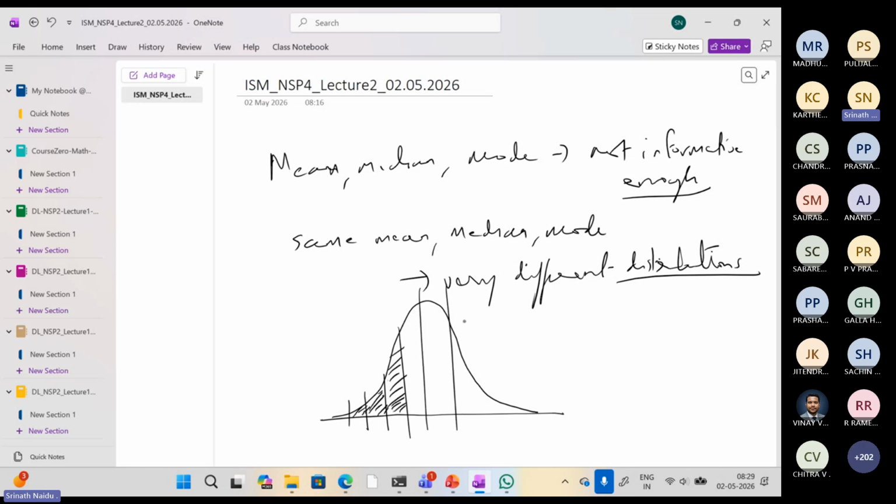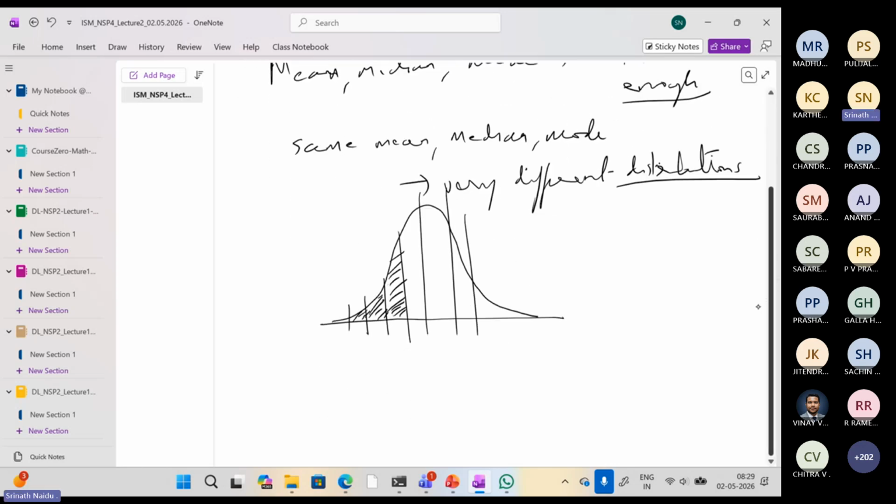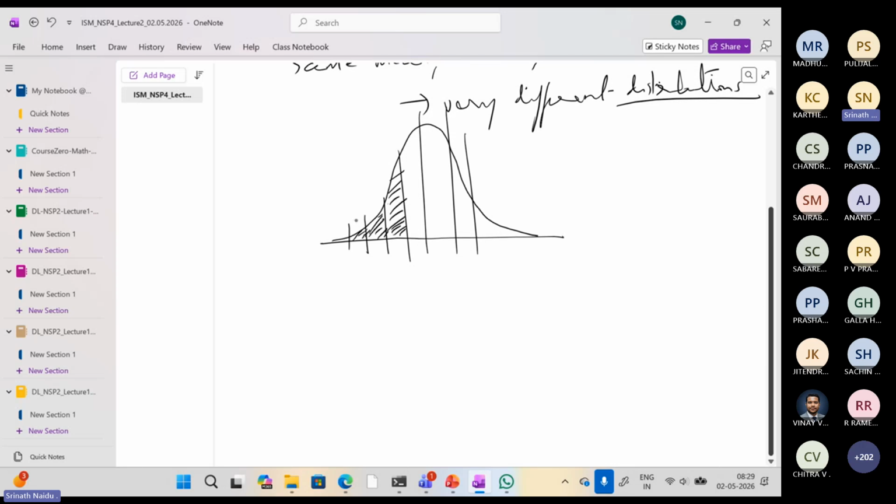Now if I take the mean, what will I do? I'll count the number of numbers here, say this is n1. I'll count the number of numbers here, this is n2. Here, let's say this is n3. Then I say that these n1 numbers are located at this position, these n2 numbers are located at this position, and n3 numbers are located at this position.